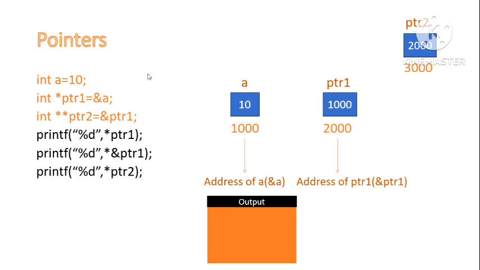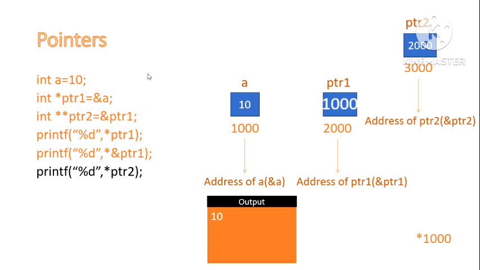Now when we execute the fourth statement, the fourth statement is percentage d, star of pointer 1. Okay. Now you try to evaluate star of pointer 1. So now see what is inside pointer 1. Pointer 1 has a value called 1000. So star of 1000, the value on the address of 1000, is actually 10. So that's the output. Now we try to execute the fifth statement here.